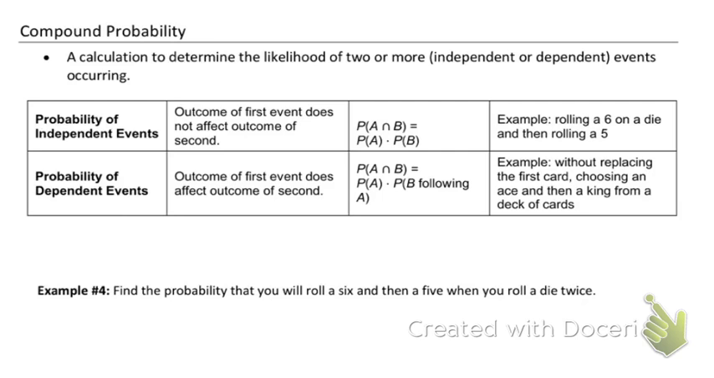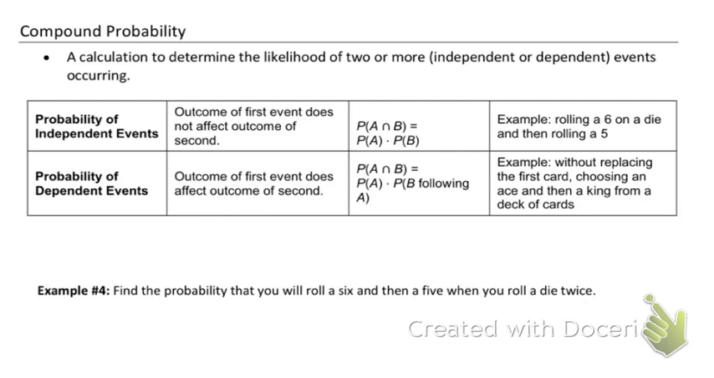All right, let's get into compound probability. Compound probability results when you have more than one event happening. So it's a calculation to determine the likelihood of 2 or more independent or dependent events occurring. So we need to talk about what it means to be independent and what it means to be dependent.